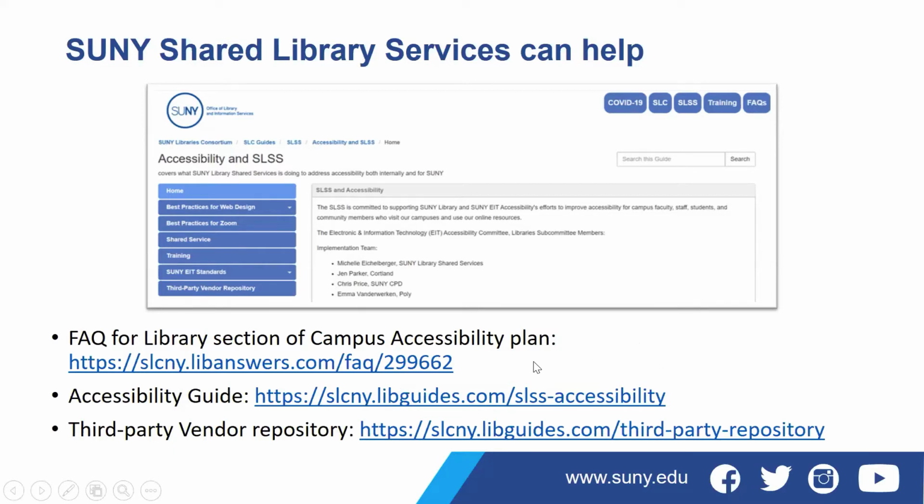I mentioned that the campus accessibility plan is due on June 30th, and we do have an FAQ of where to start if you're looking at it and thinking, oh man, how do I even get started with that? This has a layout of what our recommendations would be. We also have a link to our SUNY piece of it, just if you wanted to see what we did with it. So that is out there as well.